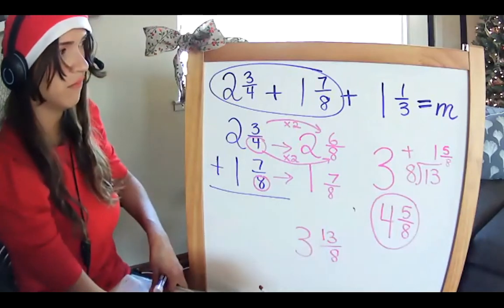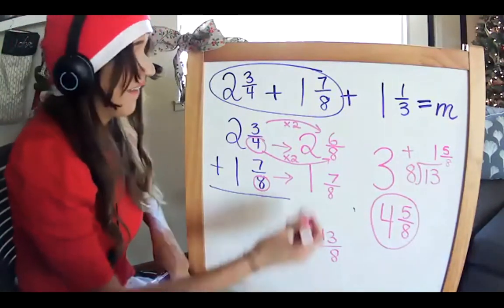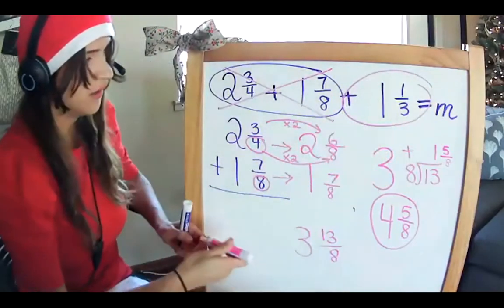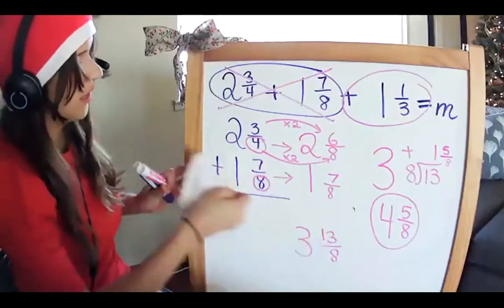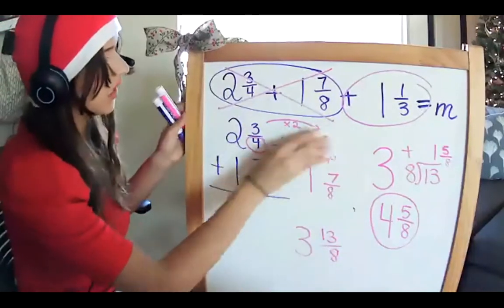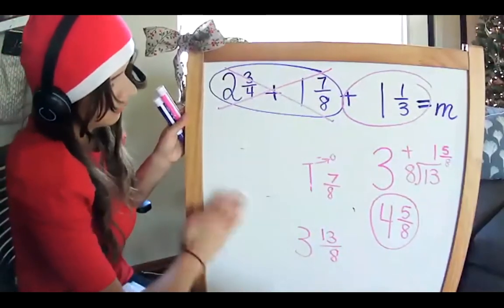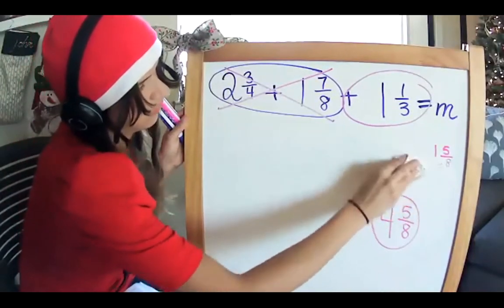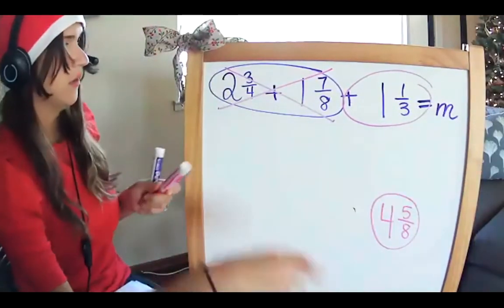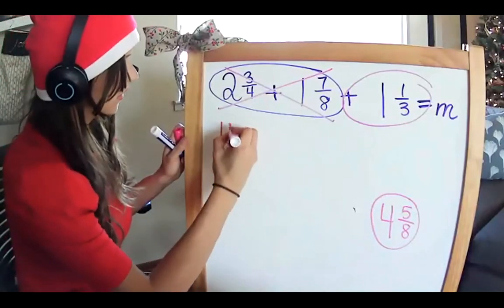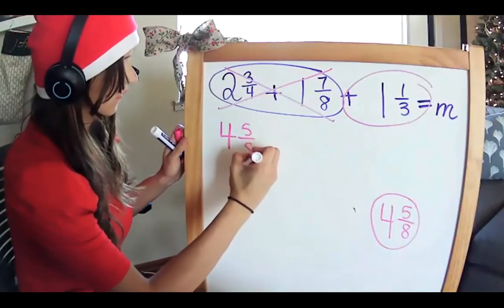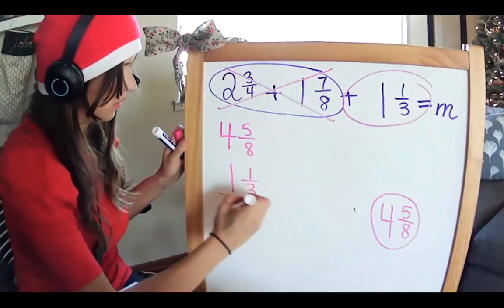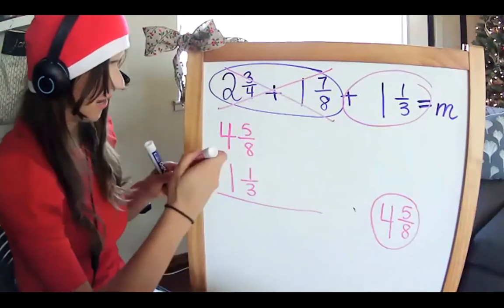Am I done? No, not at all. We only did this. We still have to do this. So let's keep that 4 and 5/8. I'm going to erase, but you can continue down your page. All right, 4 and 5/8, 5th graders, and 1 and 1/3. And we're going to add them.